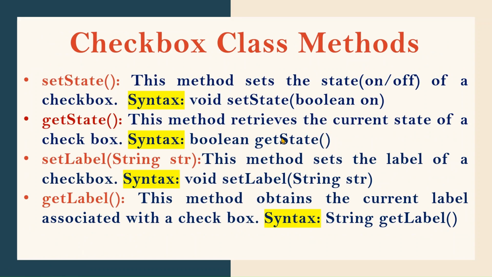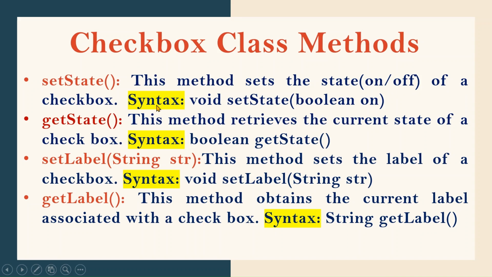Now coming to the methods, I've listed only a few methods here. You have so many methods. Let's suppose you have created a checkbox, and later on you want to set the state of the checkbox. That means you want a check mark or you want an uncheck mark. Suppose you have created a checkbox without any tick mark, unchecked. So you want to set the state later on. So you can apply this method, set state. This method sets the state, that is either on or off, of a checkbox.